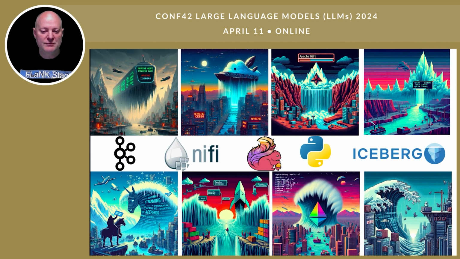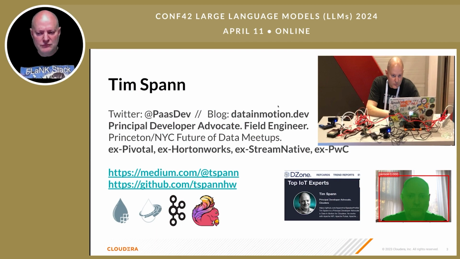Great place to be. I'm going to discuss a couple of different open source technologies that work together to enable you to build real-time pipelines using large language models. So we'll touch on Kafka, NiFi, Flink, Python, Iceberg, and I'll show you a little bit of each one in the demos.